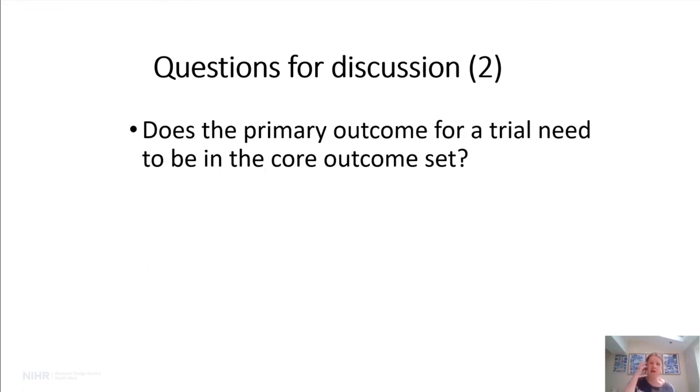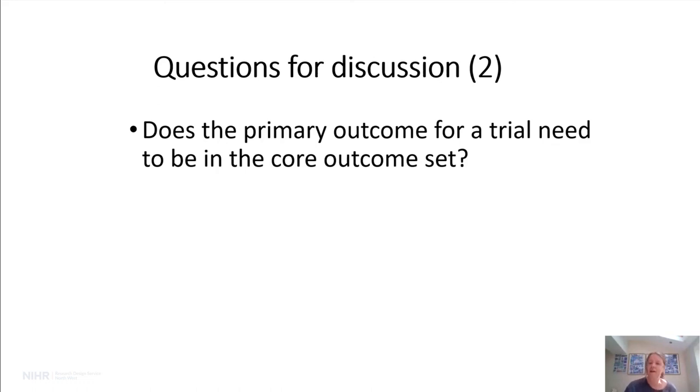Now, the other question that we get asked a lot is, well, my trial's about this, and this is my primary outcome. That's not in the core outcome set, so maybe the core outcome set isn't relevant. By definition, the primary outcome for a particular trial does not need to be in the core outcome set. That's not the definition of a core outcome set.